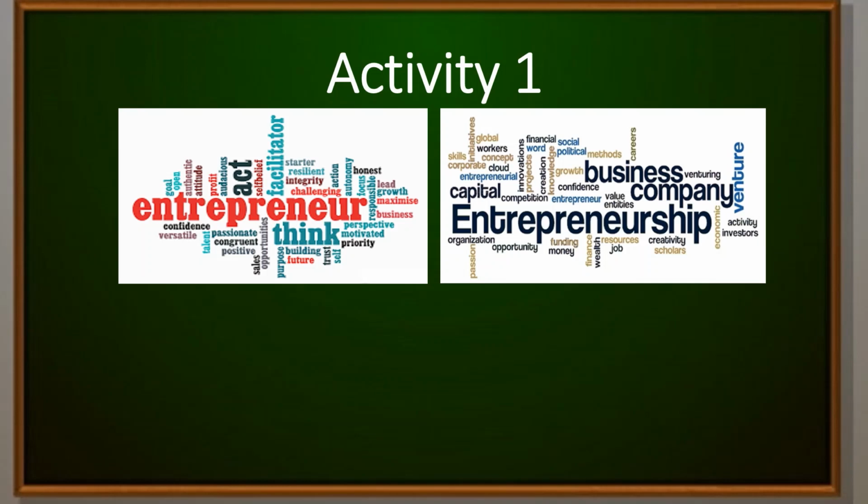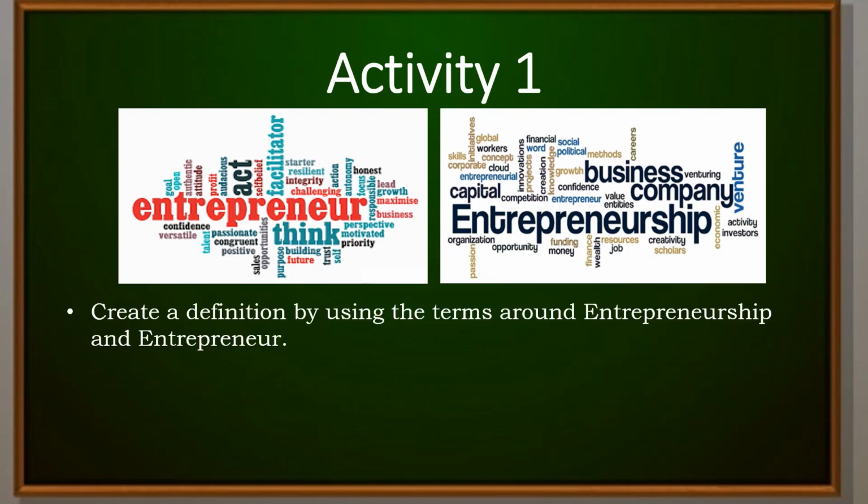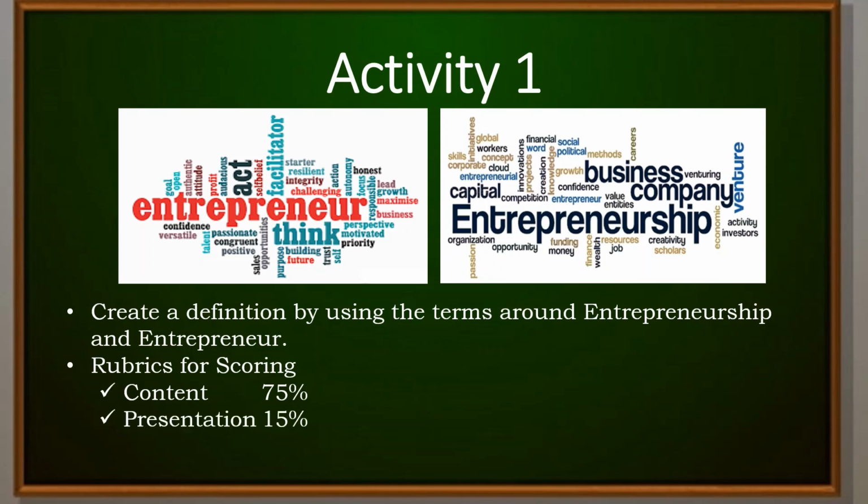Activity 1. On the screen are two information boxes: entrepreneurship and an entrepreneur. Create a definition by using the terms around entrepreneurship and entrepreneur. Write your answer on the lecture note or to the link on this video. Rubrics for scoring: Content 75%, Presentation 15%, Creativity 10%. Total 100%.